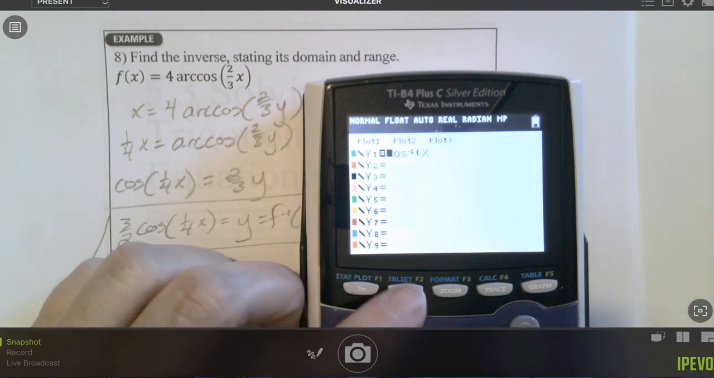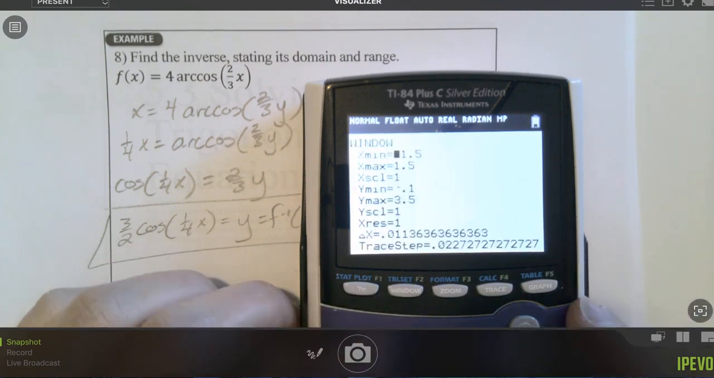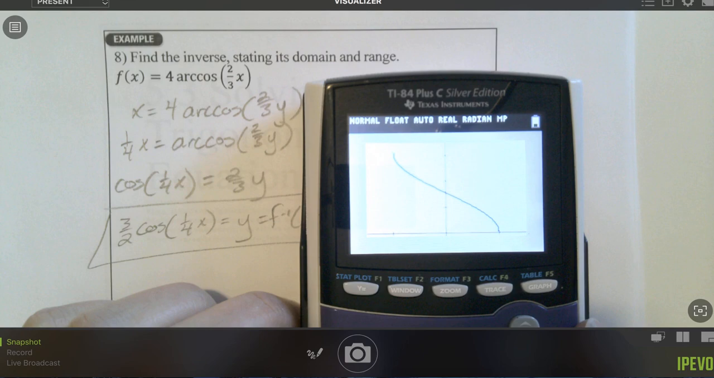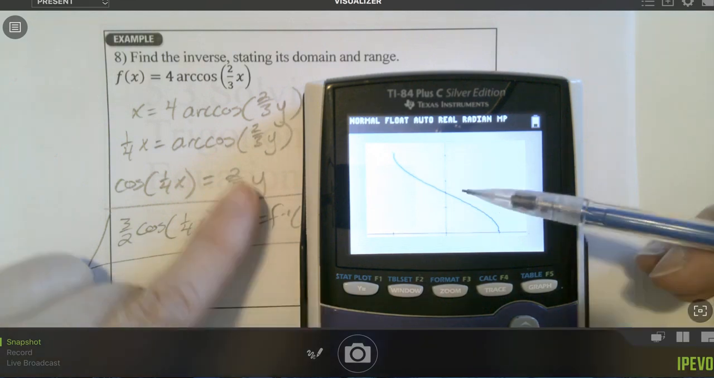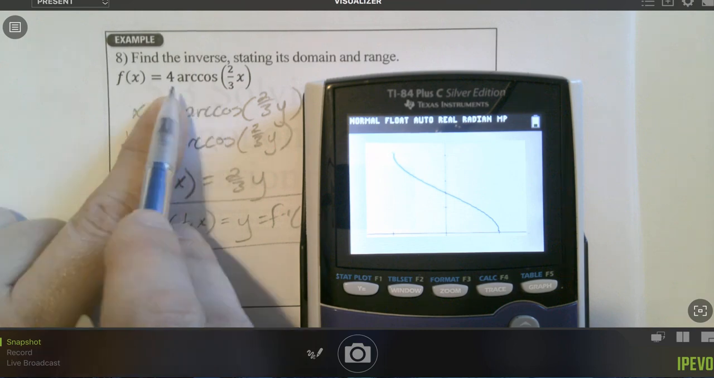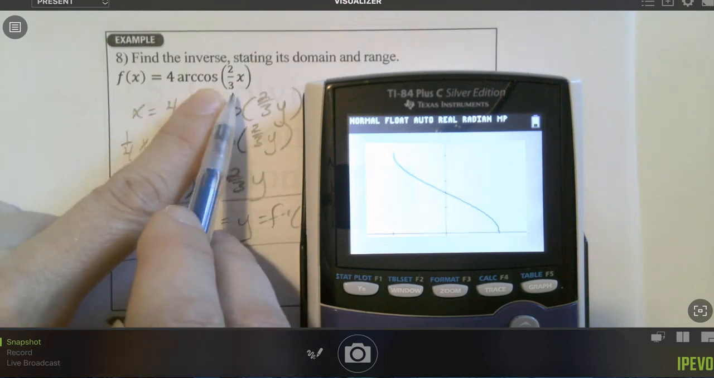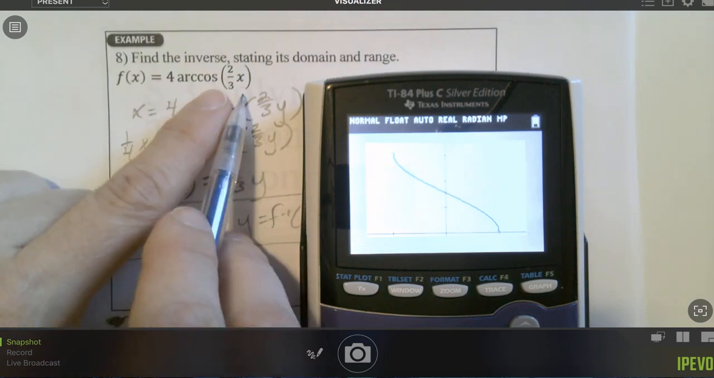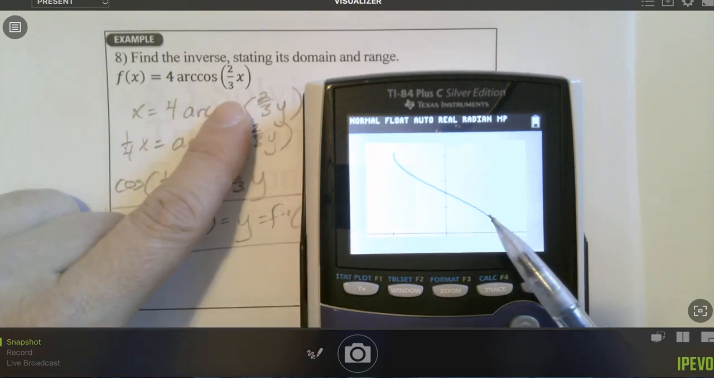I'm in radian mode. This is what I put for my window. All right, and then here's the graph of it. This is the mother function of the arc cosine, and we've done some transformations to it. We've done a vertical stretch, and we've done a horizontal stretch. So it's been stretched by 4, and it's been stretched horizontally just a little bit, 2/3.